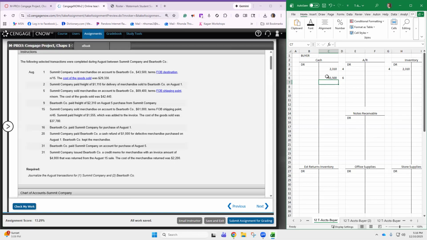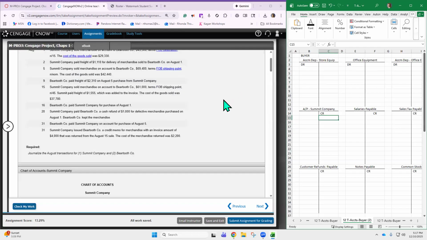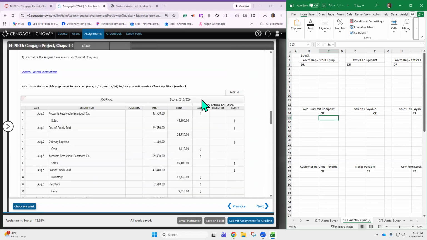So paying for the invoice, we're going to make cash go down, and then we need to go to accounts payable. Okay, accounts payable. Now we didn't record. See how that says AP Summit? So really and truly, if we would have been making the entries for this, now wait a minute. Let me make sure that I'm not missing something. Are there 2 journals? Oh, this is just for who?